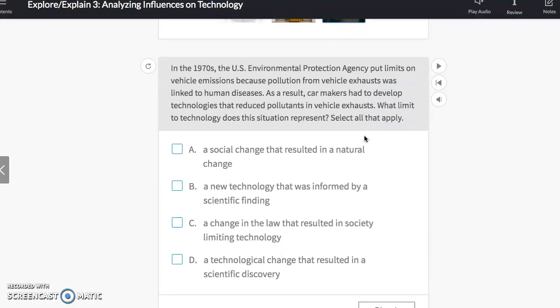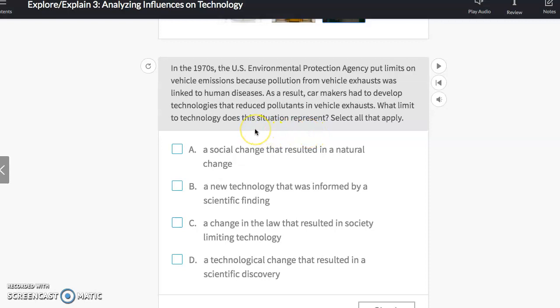In the 1970s, there was the EPA, Environmental Protection Agency, and they put limits on the vehicle emissions because cars had a lot of pollution that would be linked to human diseases. As a result, car makers had to develop technology that would take out all the pollutants in vehicle exhausts.